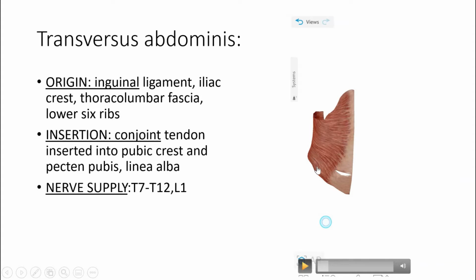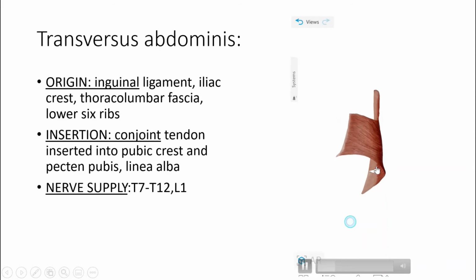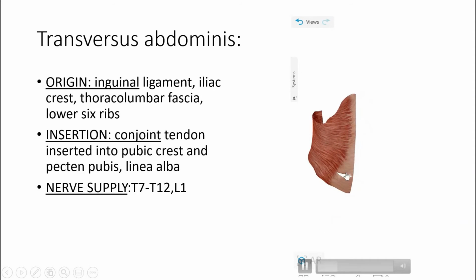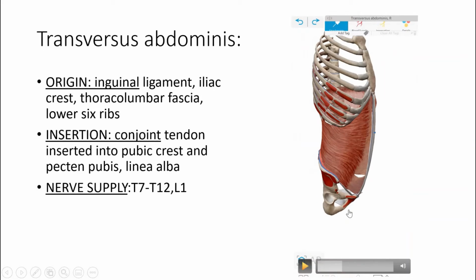So in this picture, the lateral 1/3, it originates from the lateral 1/3 of the upper surface of inguinal ligament. Posteriorly, the anterior 2/3 of iliac crest, thoracolumbar fascia, and it is inserted again to pecten pubis and pubic crest by forming a conjoint tendon, which you can see here.